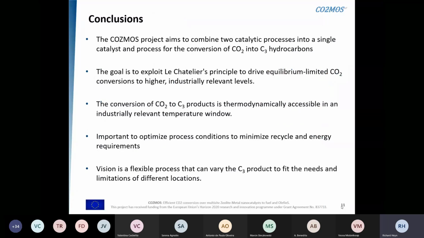So the COSMOS project aims to combine these two catalytic processes into a single catalyst and process for the conversion of CO2 into these C3 hydrocarbons. We want to exploit Le Chatelier's principle to push these equilibrium limited CO2 conversions to higher, much more industrially relevant levels. The conversion of the CO2 to these C3 products is, from a theoretical basis, thermodynamically accessible. And we want to optimize these process conditions to minimize the recycle and the energy requirements. And as I stated, the vision is to be able to tune this chemistry so that we can make propane or propene, depending on the amount of CO2, the amount of hydrogen, and the other industrial infrastructure in which the CO2 is located. Thank you very much.